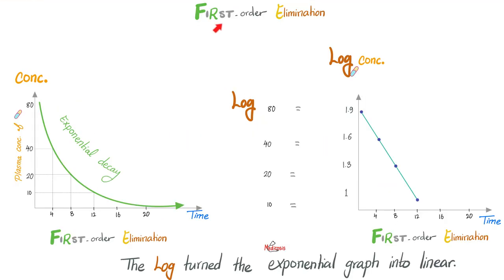And sure enough, when we modified only the first order elimination graph, it went from looking like this, with just concentration here, to looking like this, linear, with log concentration on the y-axis. In a nutshell, the log function turned the exponential decay into linear decay. You don't believe me? You can crunch the numbers. On this graph, 80 was here, 40 is half of it, 20 is half of it, 10 is half of it. Let's add log. What is the log of 10? Just 1. What is the log of 20? About 1.3. What's the log of 40? 1.6. The log of 80 is 1.9. Oh, it went from exponential to linear real quick.